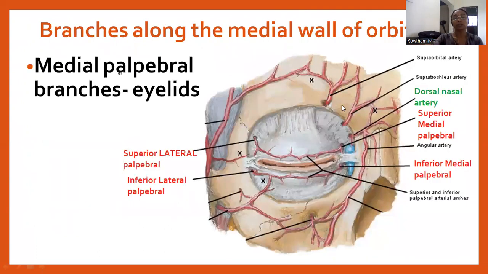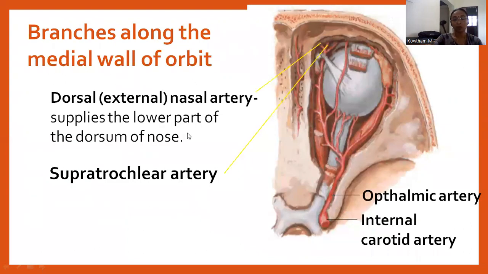So what are the other branches along the medial wall? In addition, it also gives two medial palpebral branches, the superior medial palpebral branch and the inferior medial palpebral branch, which supply the medial part of the upper and lower eyelid, and form an anastomosis with the superior lateral and inferior lateral palpebral arteries. Next, along the medial wall of the orbit, it gives two more branches. They are also the terminal branches of the ophthalmic artery.